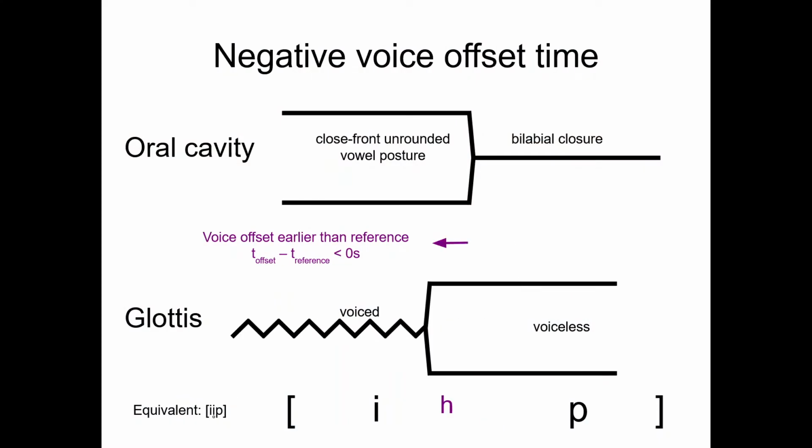Okay, and of course, the other alternative is that you have a negative voice onset time, which means voice offset, I beg your pardon. So if the voice offset happens before our reference event in the oral cavity, then we have a bit of voiceless vowel. And we actually transcribe this with the same symbol that we use for aspiration. In this case, we call it pre-aspiration. And this does happen in some languages like Cree and Icelandic.